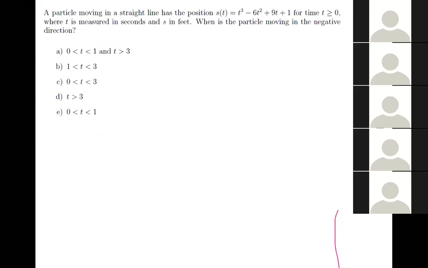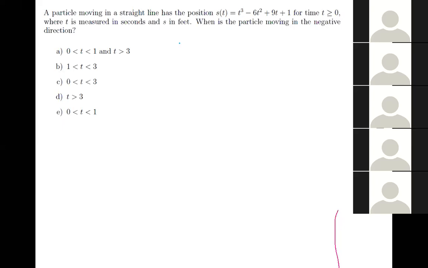Okay, let's solve this question, and let's solve one related rates. Okay, that's what we have. We have a particle moving in a straight line with the position function s of t is equal to t cubed minus 6t squared plus 9t plus 1. And of course, t is the time greater than 0, measured in seconds, s is the position, the distance in feet. When is the particle moving in the negative direction?